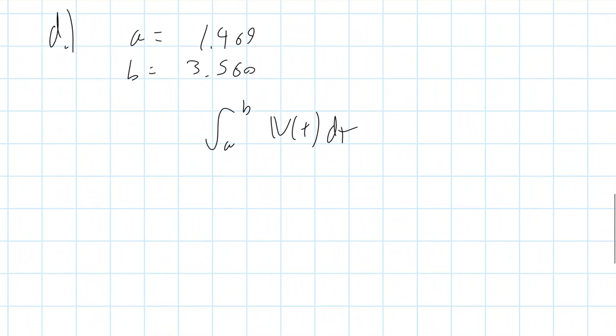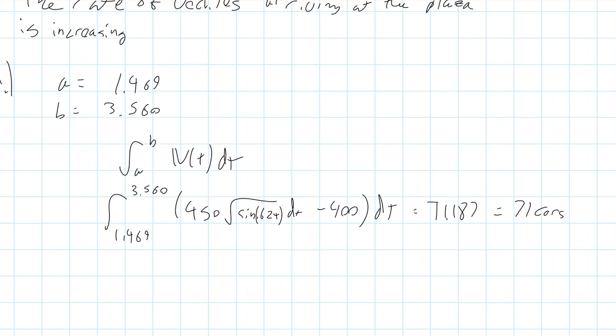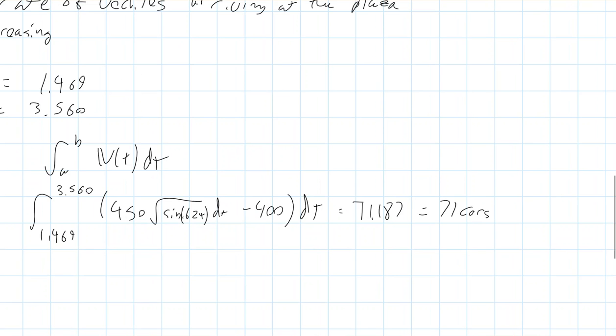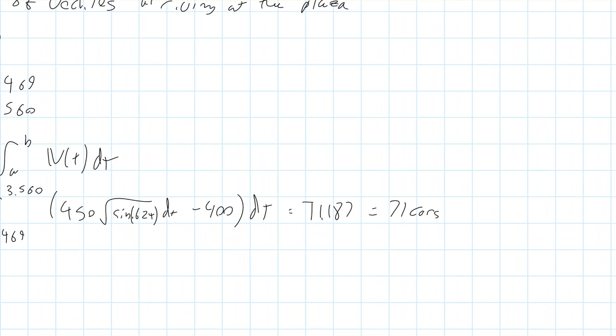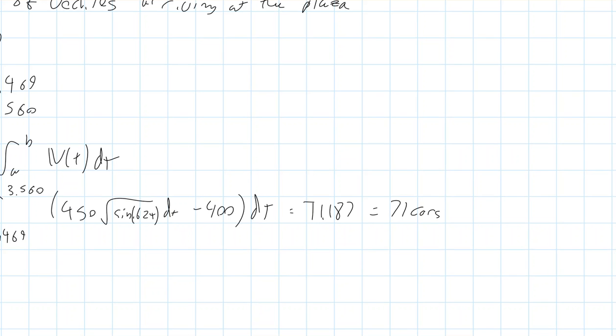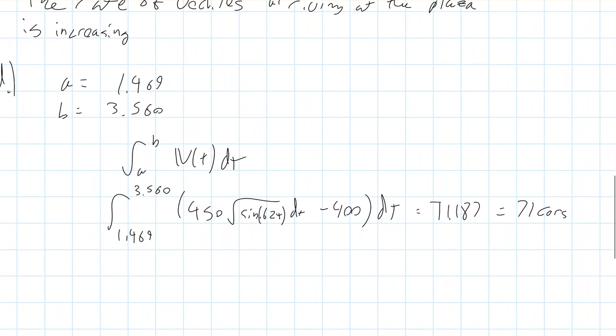Okay, so I'm just going to plug this integral into my calculator, and I will get back when I have the answer. Okay, I plugged it in. This is the integral we have to plug in, which is n of t, as I wrote before. We have our bounds of integration, which we found by calculating the intersections of the graphs with the calculator. One important note is we have to round to the nearest number of cars, because you can't have 0.187 of a car. So the correct answer to this problem is 71 cars.